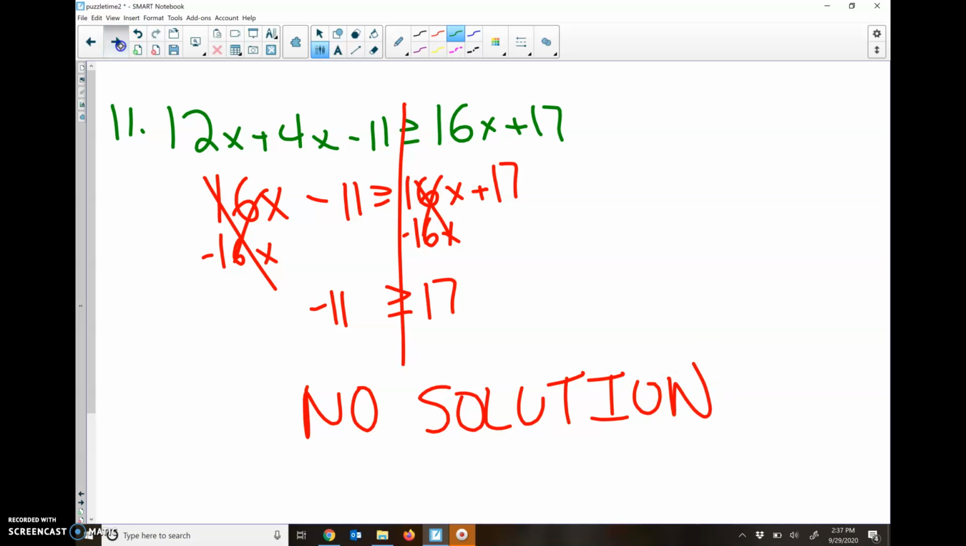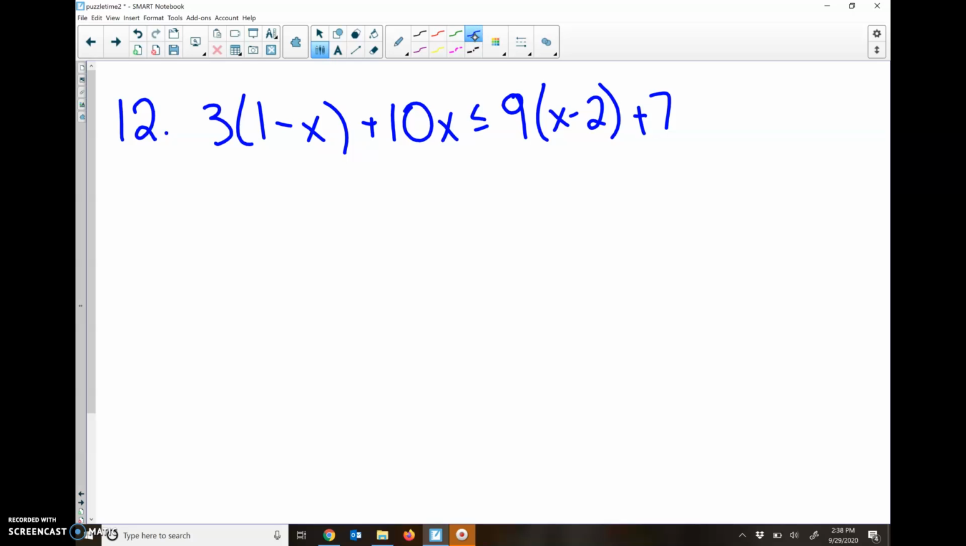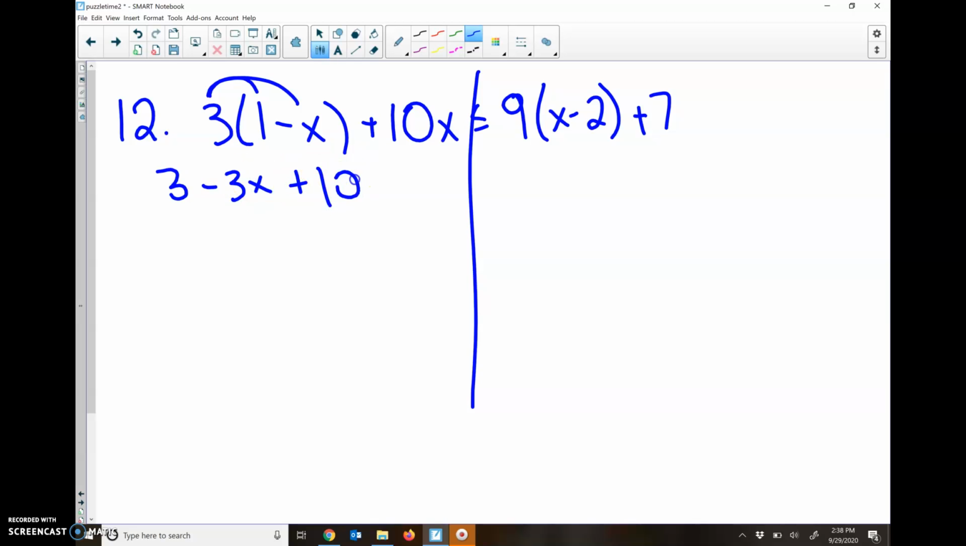All right, last one, pretty much as hard as it gets here. So we got some distributing, and then we have some like terms we need to combine. So distributing first, 3 times 1 is 3. 3 times x is 3x. And I still have that plus 10x there. Over here on the right side, I got 9 times x is 9x. 9 times a negative 2 is a negative 18. And I still got that plus 7.